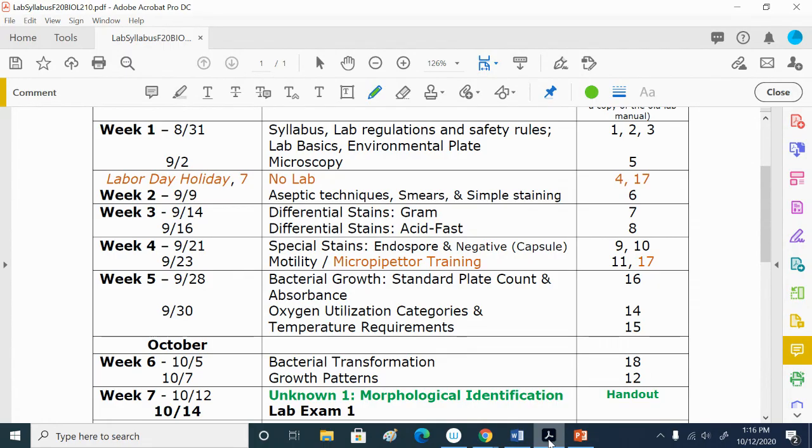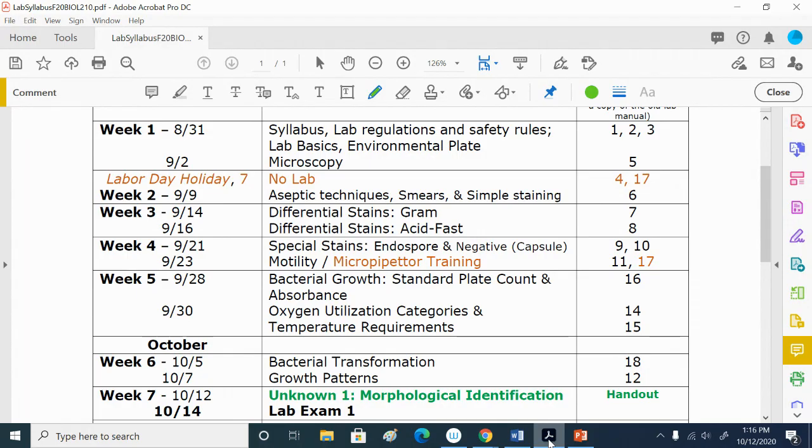Then we started learning aseptic techniques. So how to flame a loop, how to hold tubes. So when it comes to tubes, is it okay to lay a tube down on the table? No. So that tube is either in your hand or it's in the rack, right? You never lay a tube down on the tabletop.